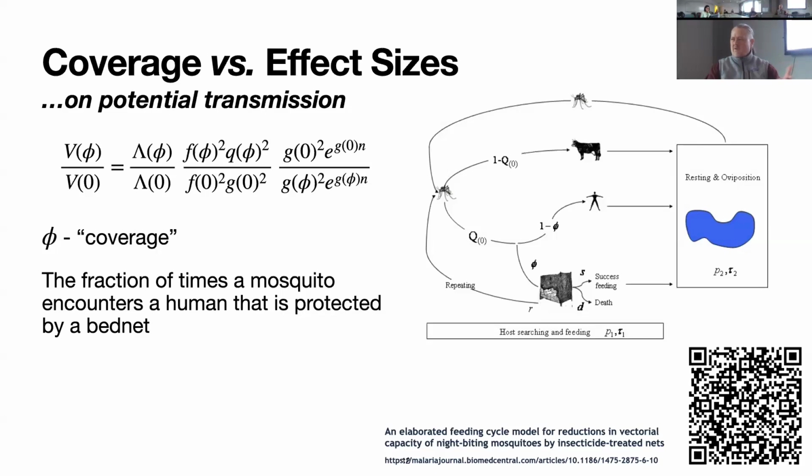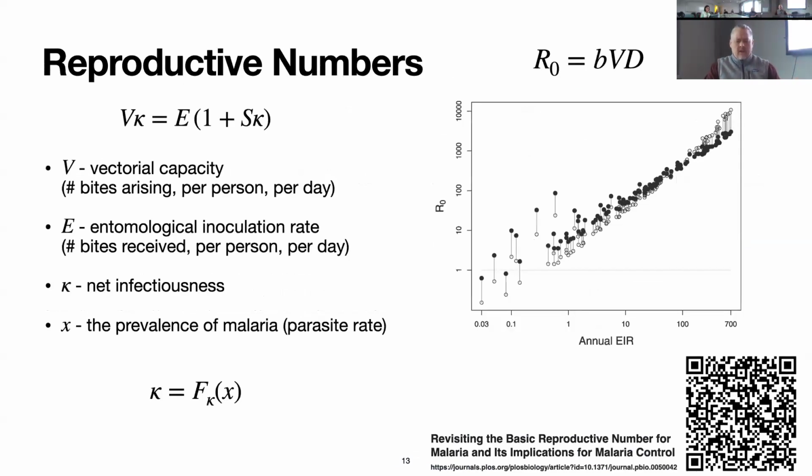So that was what we're trying to do, so we can move towards giving advice to a program: if you can only give so many nets out, how should you do it? We also know that when you write out the formula for vectorial capacity, there's a linear relationship between vectorial capacity and something we do measure in the field called the entomological inoculation rate.